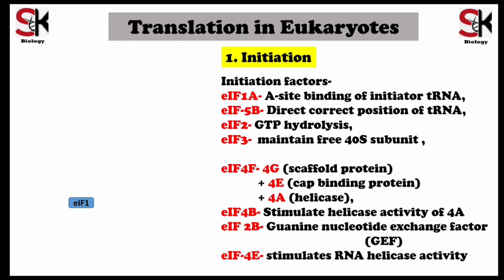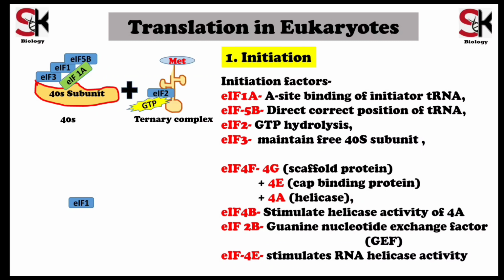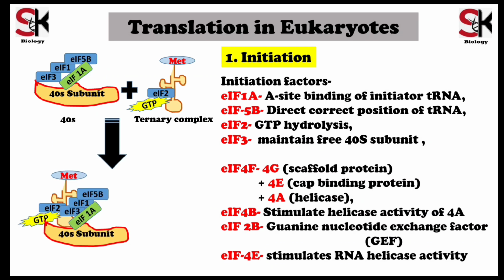The main difference between eukaryotic and prokaryotic translation is at this step. This is the most important step in eukaryotic translation. Eukaryotic translation requires a greater number of initiation factors than prokaryotes. Eukaryotic initiation starts at the Kozak sequence. Firstly, the 40S subunit binds with a few initiation factors and then it binds to the ternary complex. The ternary complex is made up of initiation factor 2, GTP and initiator tRNA, which leads to formation of the 43S pre-initiation complex.